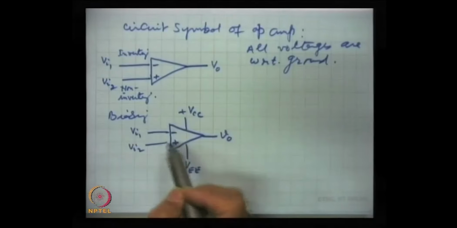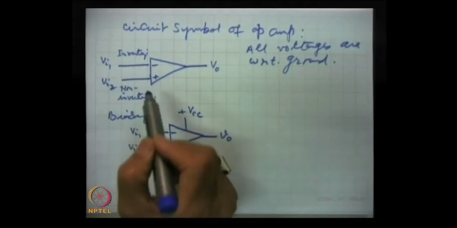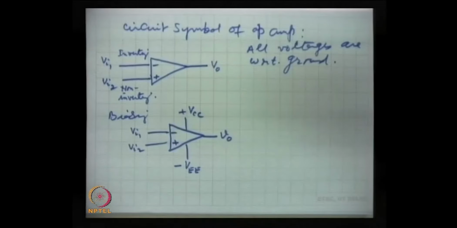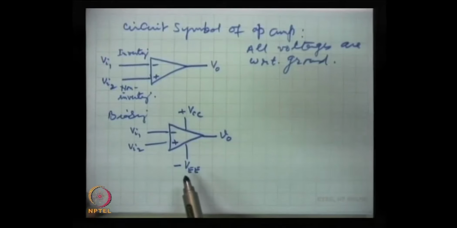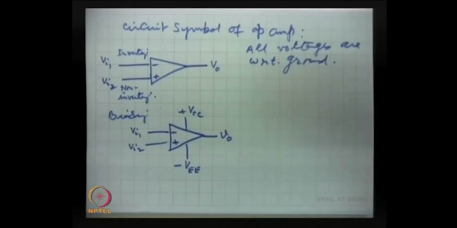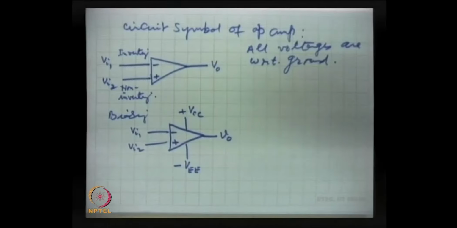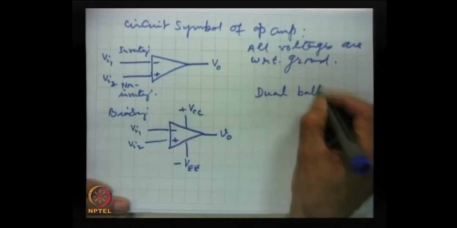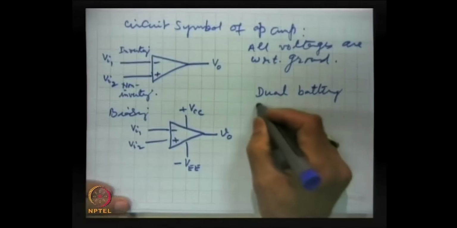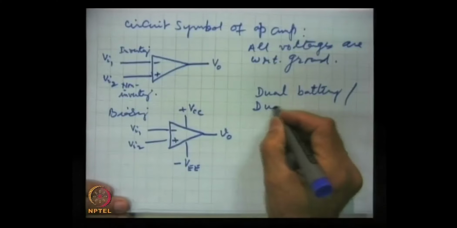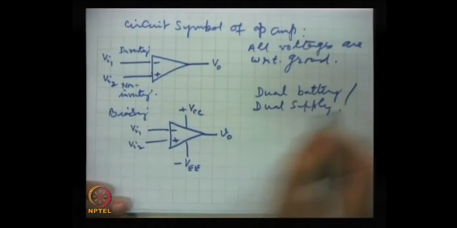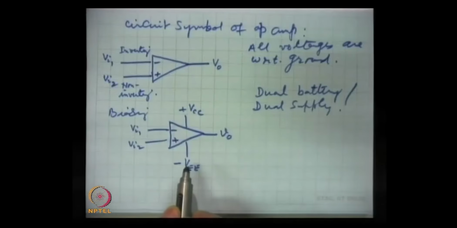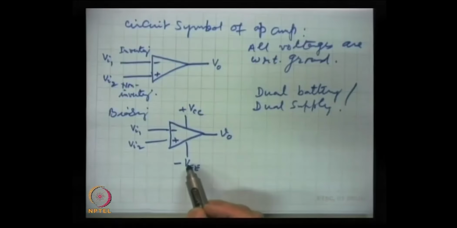The negative sign indicates the inverting input, and the plus sign indicates the non-inverting input. So, these are the biasing. We have done this biasing with a dual battery, or dual supply as it is usually called. For this we will need a dual supply. This VCC and VEE are two voltages, one positive with respect to ground, the other negative.